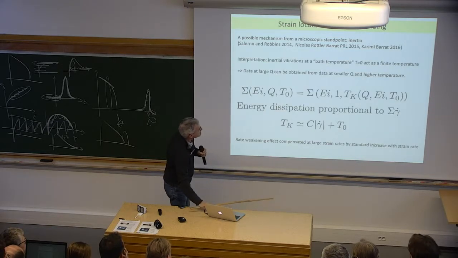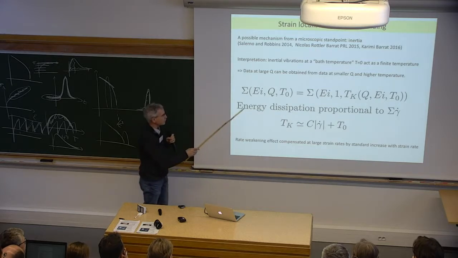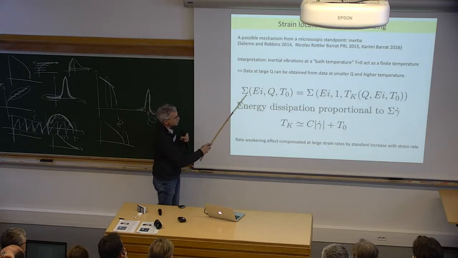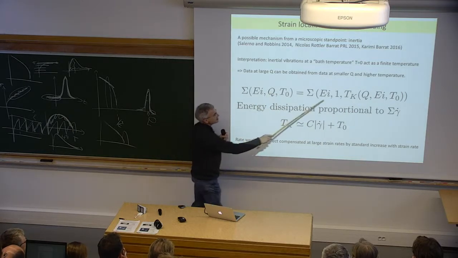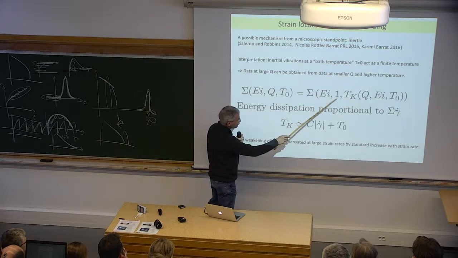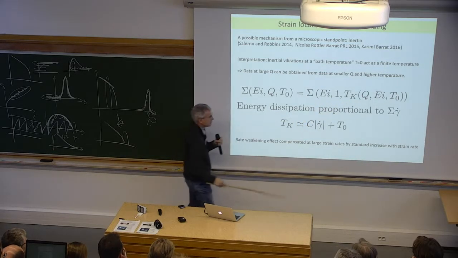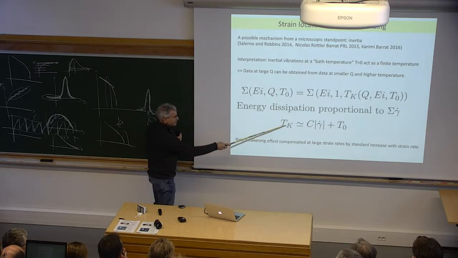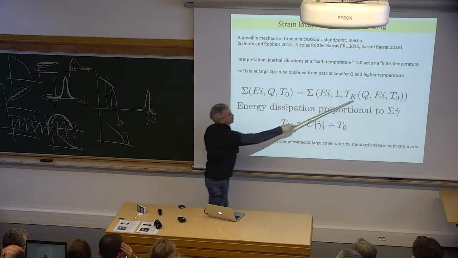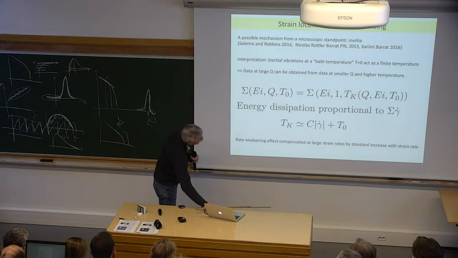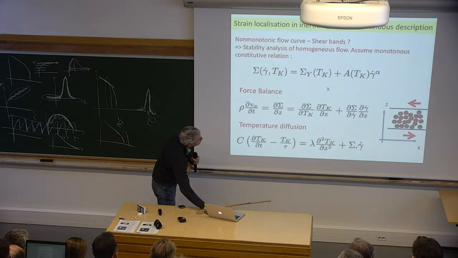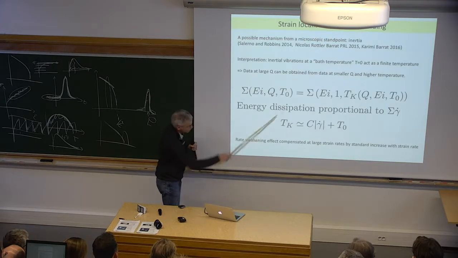This is a mechanism that one can quantify in some detail. The stress at some value of the damping in the underdamped system is given by the stress in the overdamped system at a finite temperature. And this finite temperature is itself proportional to the strain rate, which gives rise to the weakening. This can be made quite quantitative, and it works well.